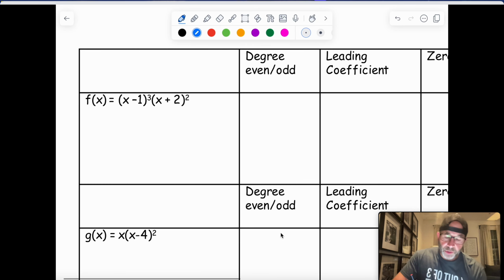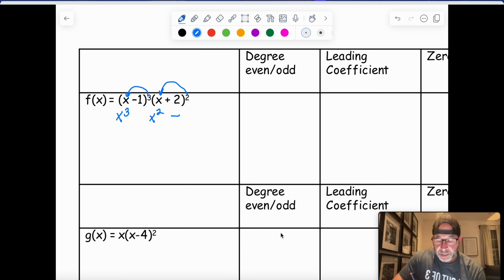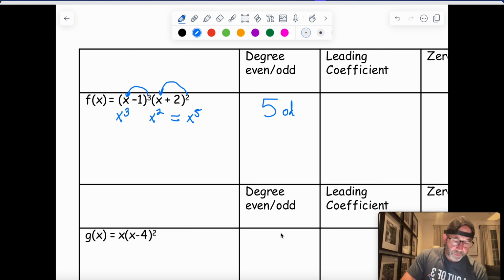When we look at our first problem here, if I look at what this was multiplied out, at some point when I multiply this, this is going to give me an x cubed. And at some point when I multiply this, this will give me an x squared. So if I put those together, this is going to be a fifth degree polynomial. Okay, so my degree of this is 5, which is odd.